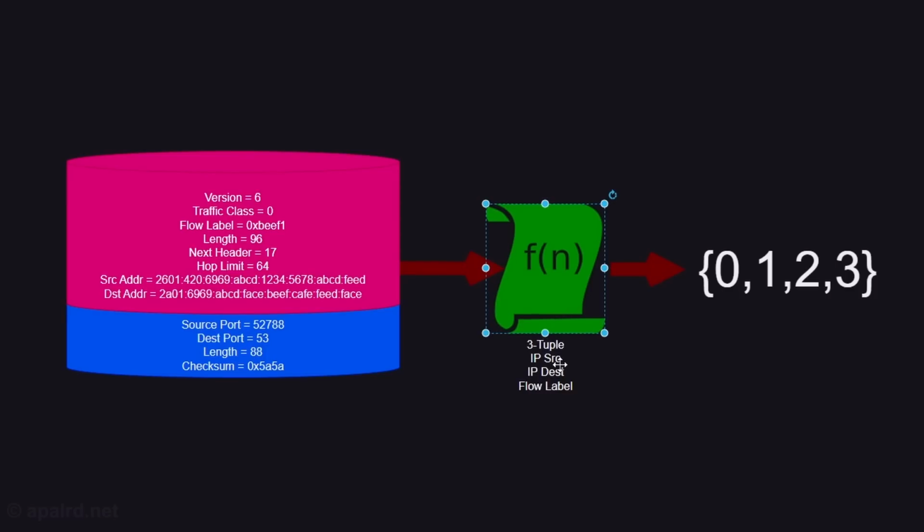So in the 3-tuple, we have a different set of options. IP source, so where our packet came from, our destination, where it's going, and then the flow label. So what is the flow label? IPv4 doesn't have a flow label, but IPv6 does. And a flow label is essentially a random number that is always the same for a specific flow.